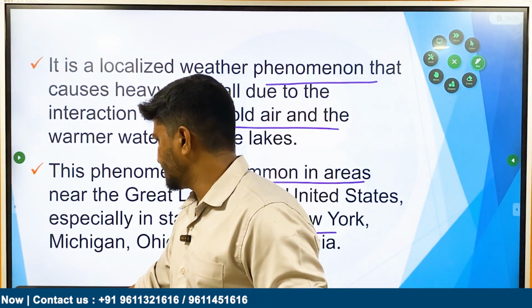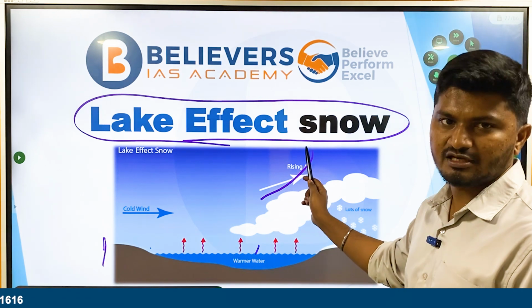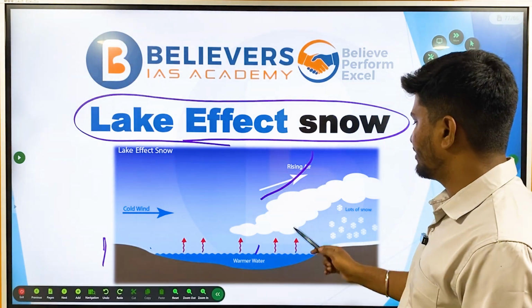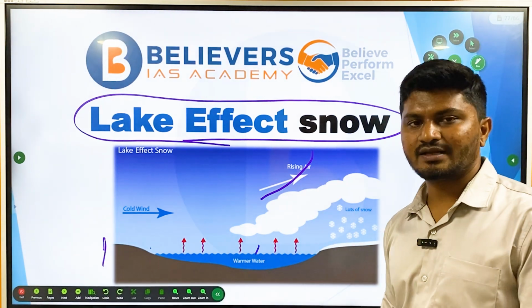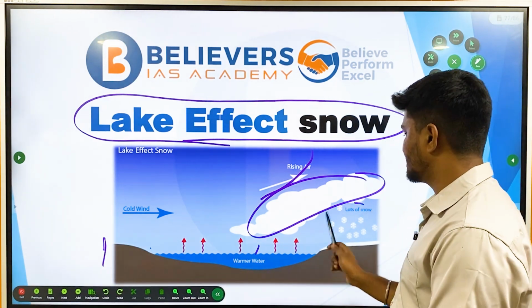So this is the representation of that. Cold wind, warm waters, and the air will start rising up as it picks up moisture, and when it rises to a certain height, it forms clouds, and from that cloud, snow will start falling.